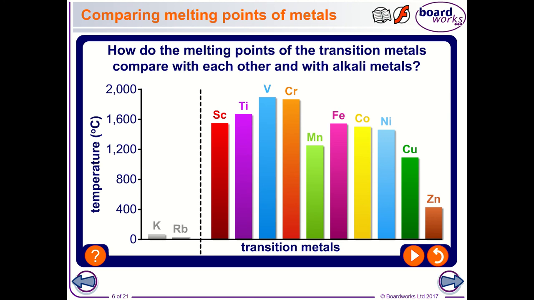So it is, of course, the metallic bond, and the metallic bond in the transition metals is much stronger than the metallic bond in the group 1 metals.